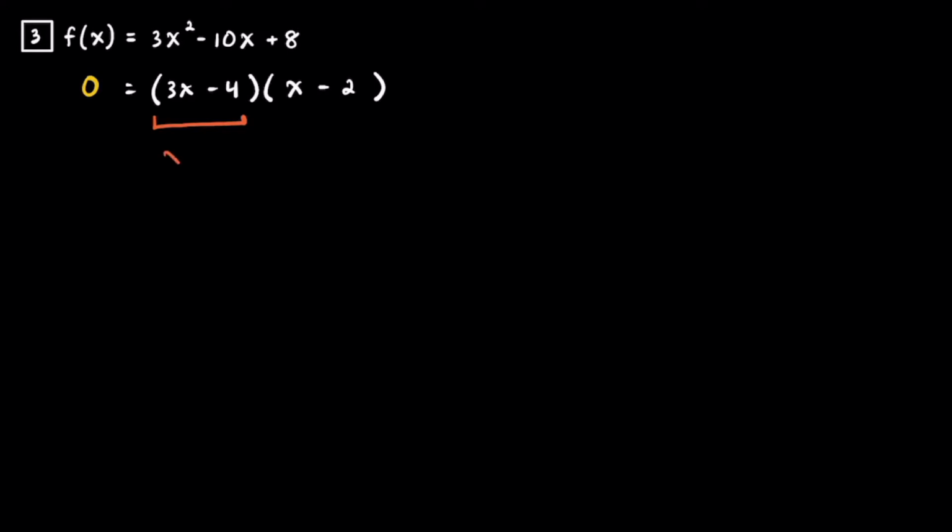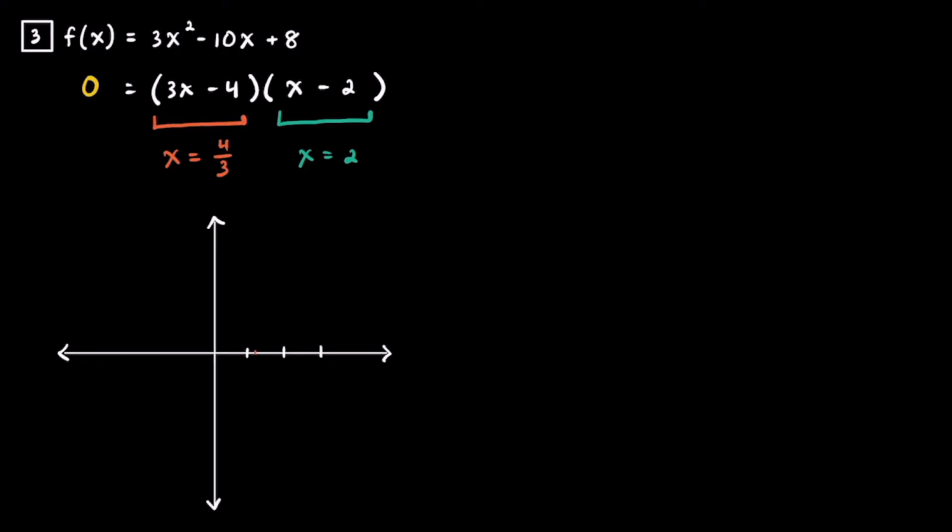Looking over here and setting this equal to 0, x would have to equal 4/3 for this x-intercept, and looking for this other binomial, x would have to equal positive 2. Putting this on a coordinate plane, 4/3 is right around here, and 2 is just about here. Because our leading coefficient is positive, we can graph a function that looks something like this.